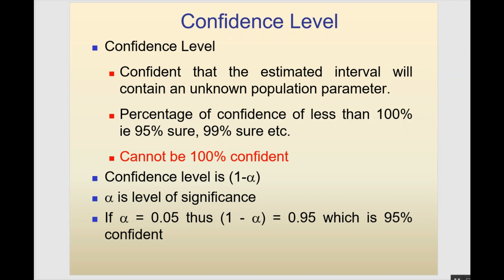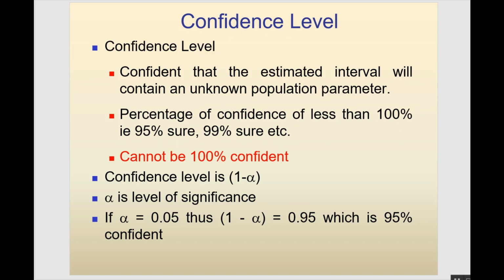It will be in that range. Okay, so a confidence level of less than 100% can be 95% sure, 99% sure. That is the confidence level, but it cannot be 100% confidence, because as we know, this is what we call probability. It cannot be 100% true, right?